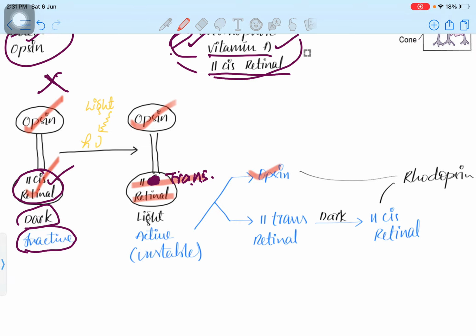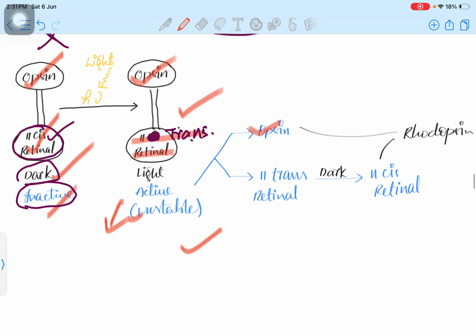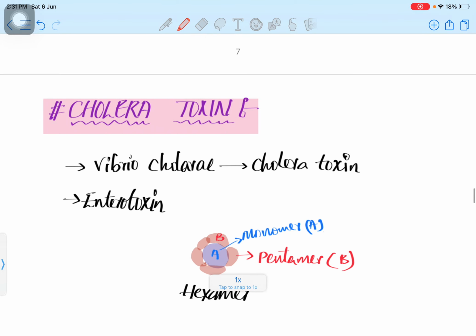Opsin is always the same in every condition, but 11-cis is present in the dark condition. Think of it like this: right now you are seeing, so your trans is activated, it is unstable, and you are able to see. If you close your eyes, your cis will get activated and the inactivation of the rhodopsin happens. Again when you open, 11-trans will become cis and cis becomes trans. This is what really happens in the retinal region.